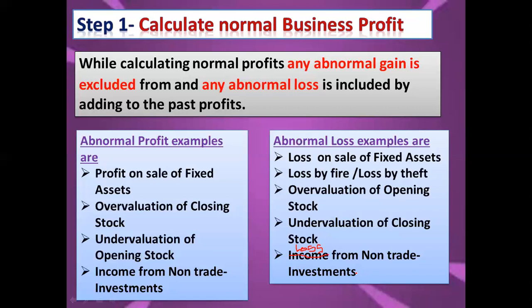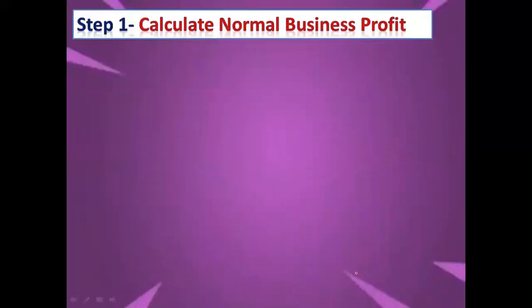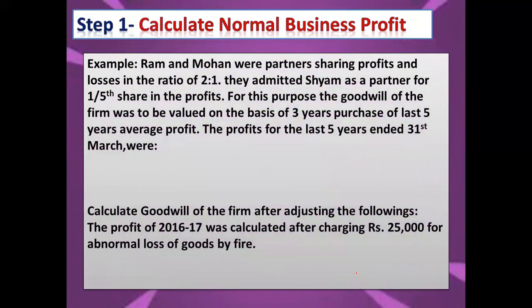So in order to understand it, we'll take one example. So we have to calculate normal business profit. See this example. Ram and Mohan were partners, sharing profit and loss in the ratio of 2:1. They admit Shyam as a partner for 1/5 share in the profit. For this purpose, the goodwill of the firm was to be valued on the basis of 3-year purchase of last 5-year average profit.